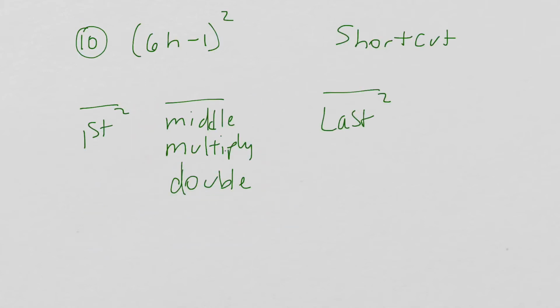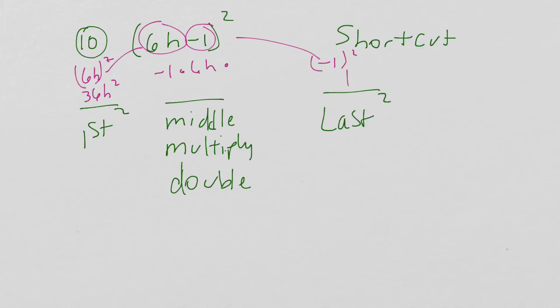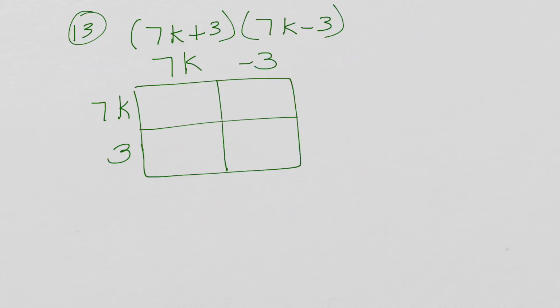Now we're going to do our shortcut. So we're going to take 6h and square it, which gives us 36h squared. We're going to take our negative 1 and square it, which gives us positive 1. And then we're going to take negative 1 times 6h times 2. So that would give us negative 12h. So 36h squared minus 12h plus 1 would be our product.